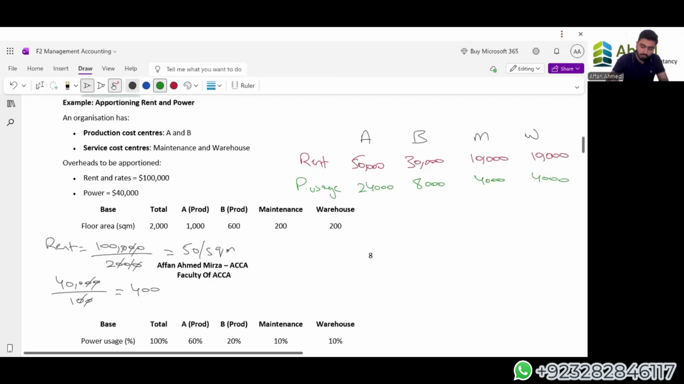Now what you have to do is total each of the columns. Okay. So in department A, I have an overall overhead of 74,000. For B, I have 38,000. For C, I have 14,000. And for W, I have 14,000. Okay. Now the next step will be reapportionment. But for today, we'll keep it till here.